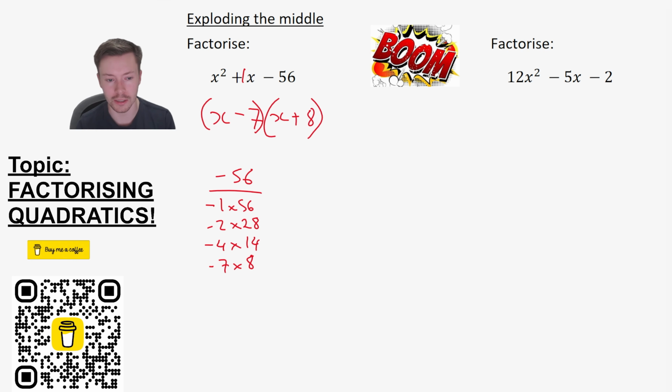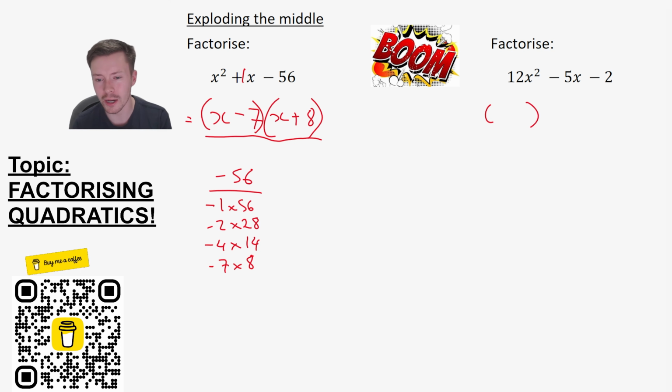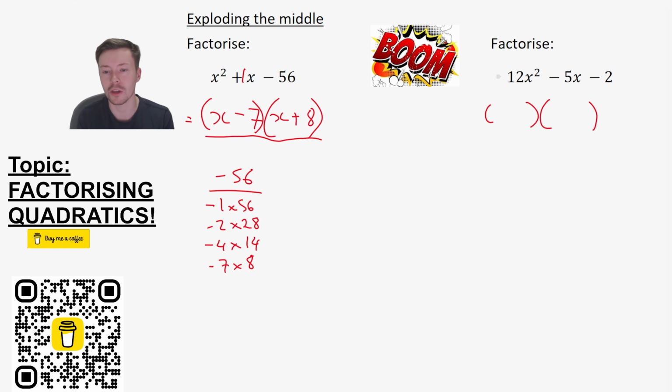But the problem comes when you have something which is trickier like this, because it's got a number in front of the x squared, a constant in front of the x squared. And the main problem with this is I now don't know whether it's going to be 6x and 2x, or 3x and 4x. It could also be 1x and 12x. I've got loads of different options, even just for this first bit in the brackets. And that's without thinking about my factors of negative 2 and how they would fit in to make that work. So that's going to take quite a lot of trial and error.